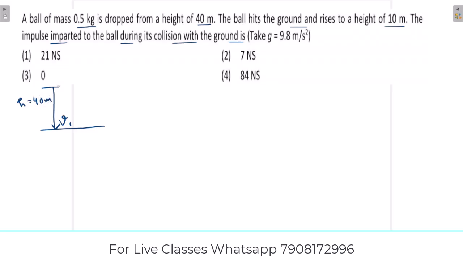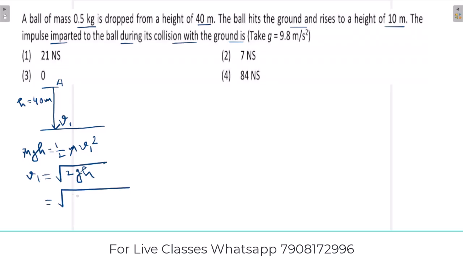So the potential energy at A, mgh, is equal to the kinetic energy before the collision, that is half mv1 square. So m cancels, v1 is equal to root over 2gh. So 2gh. Now the value of g is 9.8. So 2 into 9.8 into h, which is 40.